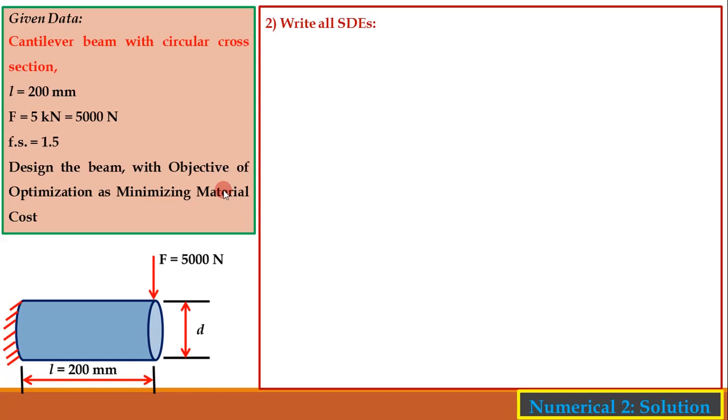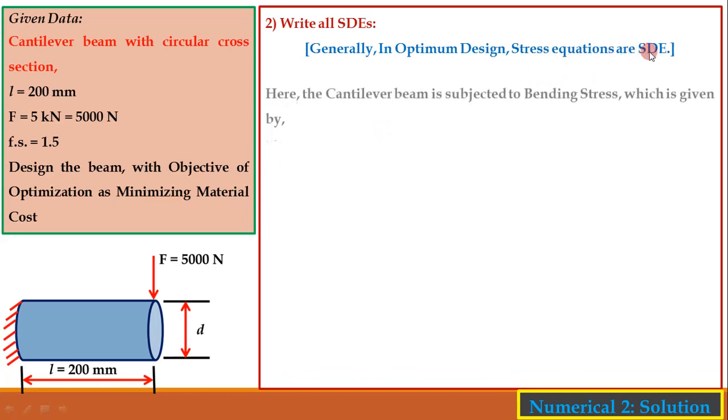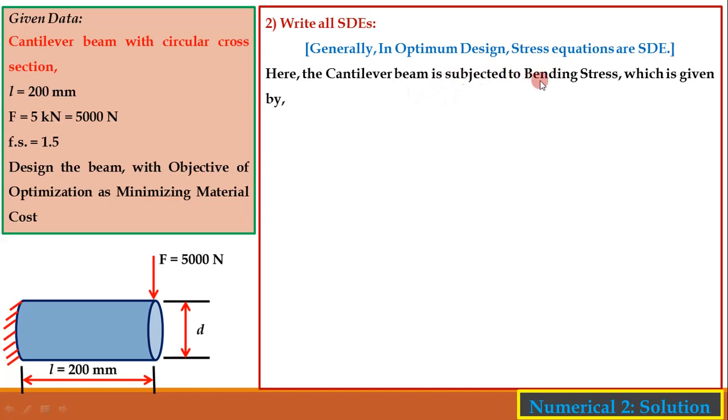Now the second step is write all SDEs. Here, as there is no other parameter mentioned apart from the material cost, the only SDE possible is the stress induced in the cantilever beam. So we have to write the stress equation as an SDE. Here the cantilever beam is subjected to bending stress. As you can see in this diagram, the load is applied at the free end. So this cantilever beam, obviously, is subjected to bending stress. So we have to write the equation for bending stress.